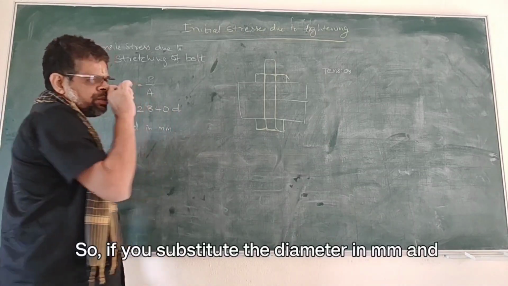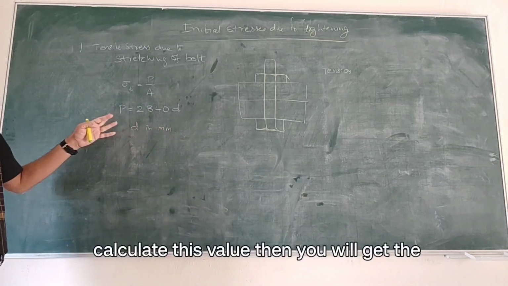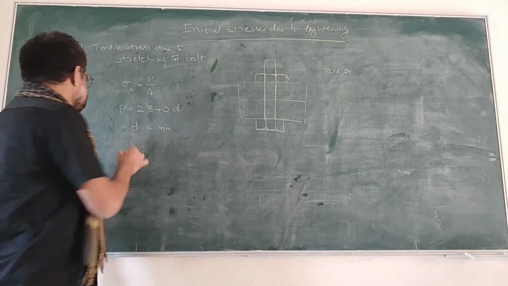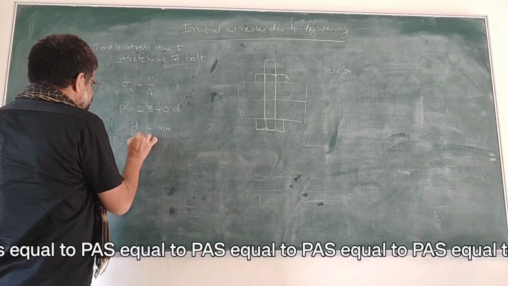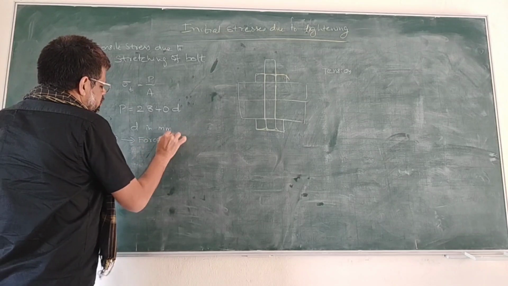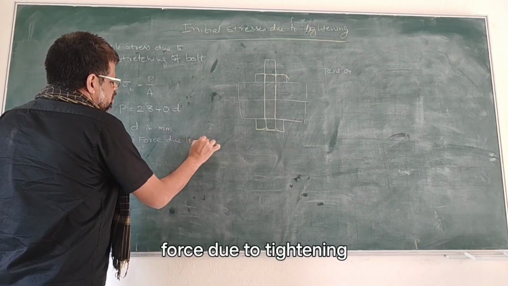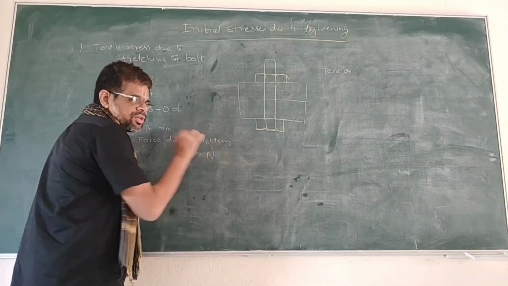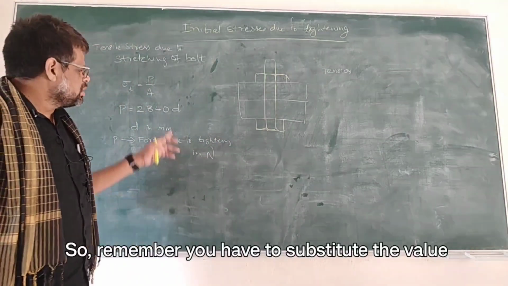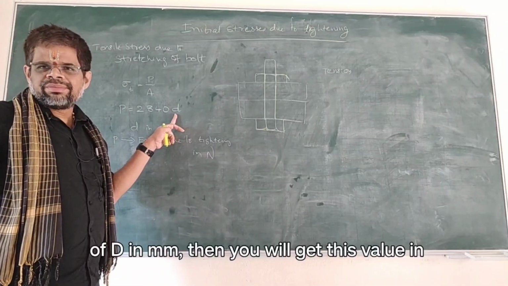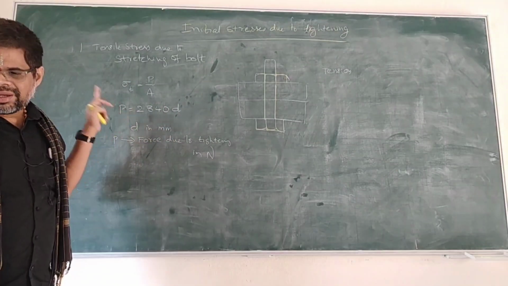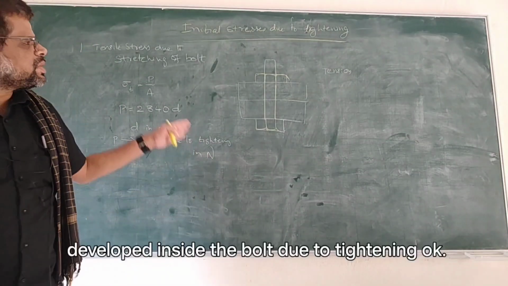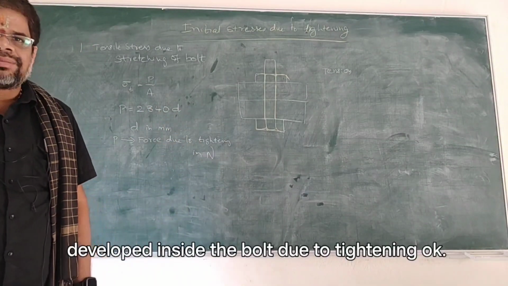So if you substitute the diameter in mm and calculate this value, then you will get the force due to tightening in newtons. So here P is the force due to tightening and the units are in newtons. So remember, you have to substitute the value of D in mm, then you will get this value in newtons. Okay. So this is the tensile force which is developed inside the bolt due to tightening.